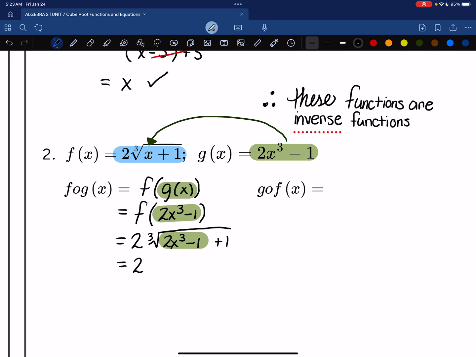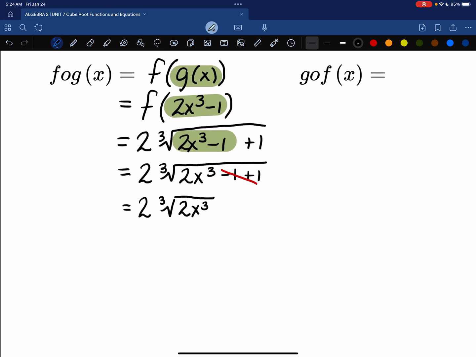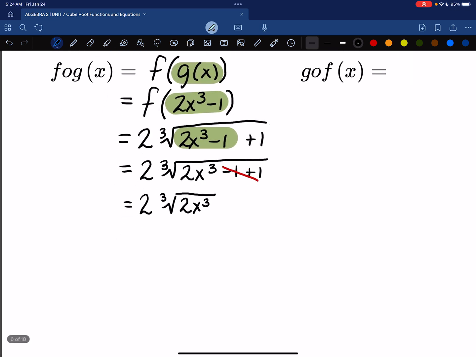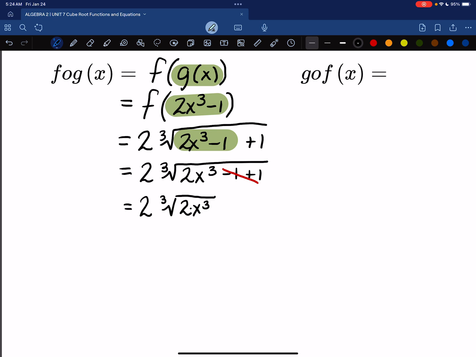Let's see how we can simplify, and if it simplifies to just x. Okay, looking good so far. I've got a minus 1 and a plus 1 right here. That's going to zero out. So we have, okay, there we go. Now I'm taking the cube root of 2x cubed. Okay, now, ladies and gentlemen, what this really means is I'm taking the cube root of 2 and of x cubed.